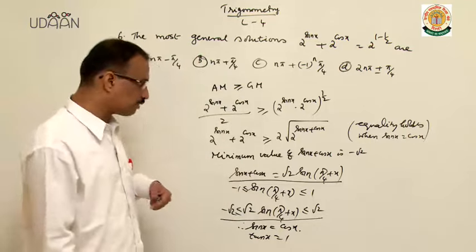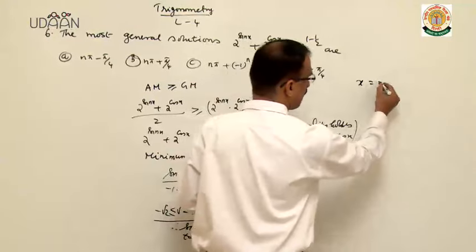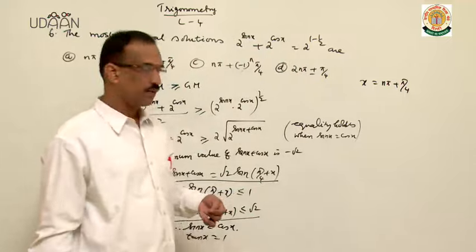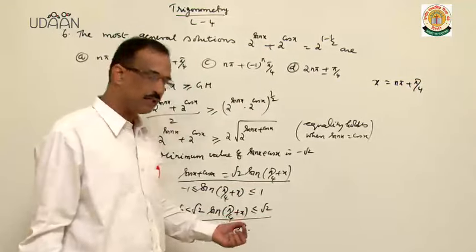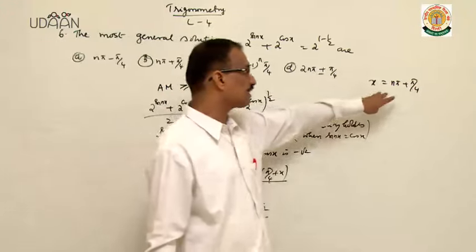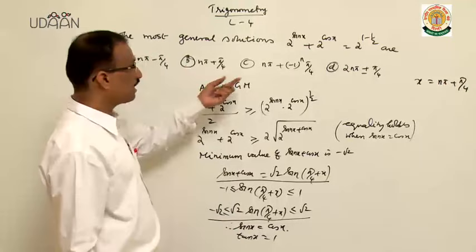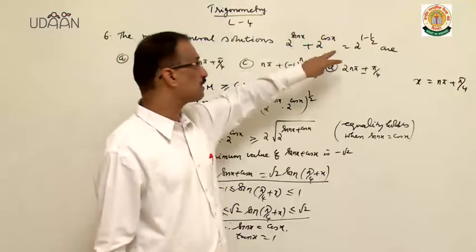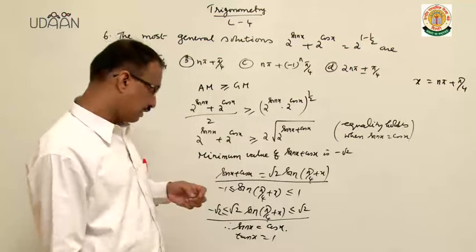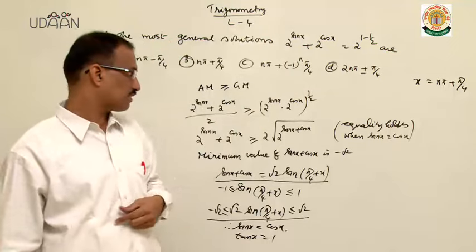So tan x is equal to 1 means we get x equal to n pi plus pi by 4. If tan x is equal to 1, that is tan pi by 4. So tan x equal to 1 means x is equal to n pi plus pi by 4. Now see here what we are given: 2 power sin x plus 2 power cos x is equal to 2 power 1 minus half. So now what are the values of x that satisfy it, we must find.